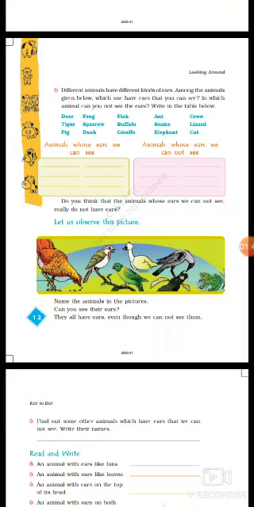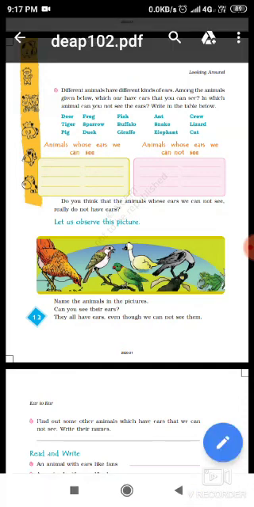Different animals have different kinds of ears. Among the animals given below, which ones have ears that you can see? In which animals can you not see the ears? Write in the table below. Animals whose ears we can see, write in the green box. And animals whose ears we cannot see, in red.